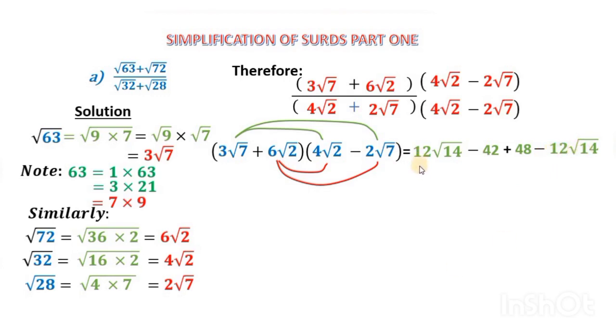Now working out the right hand side, collecting the like terms, we'll have 12 root 14 minus 12 root 14, and that is 0, and therefore 48 minus 42, that gives us 6.